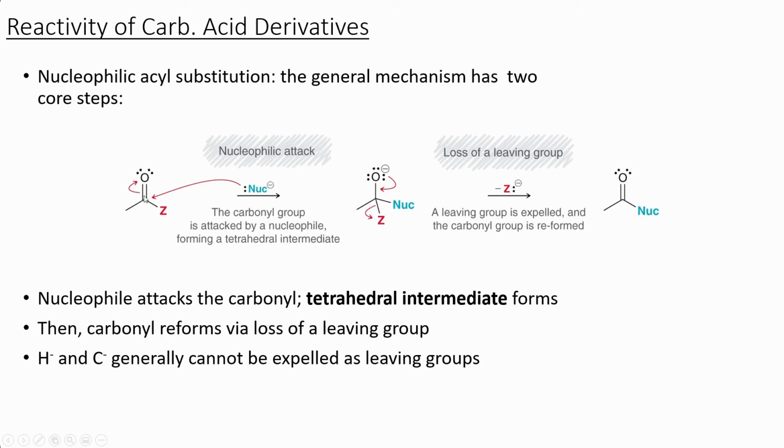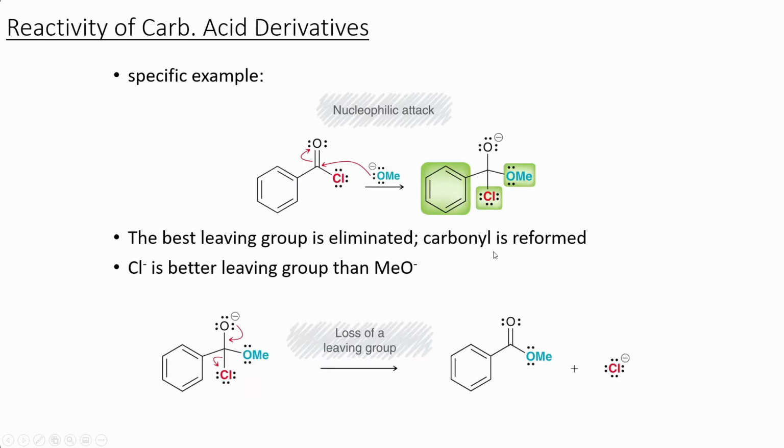A nucleophile attacks the carbonyl compound, forming a tetrahedral intermediate, and then the carbonyl reforms through the loss of a leaving group. Generally, hydrogen and carbon anions cannot be expelled as leaving groups, and that's why we need these other carboxylic acid-derived compounds to be able to do this mechanism.